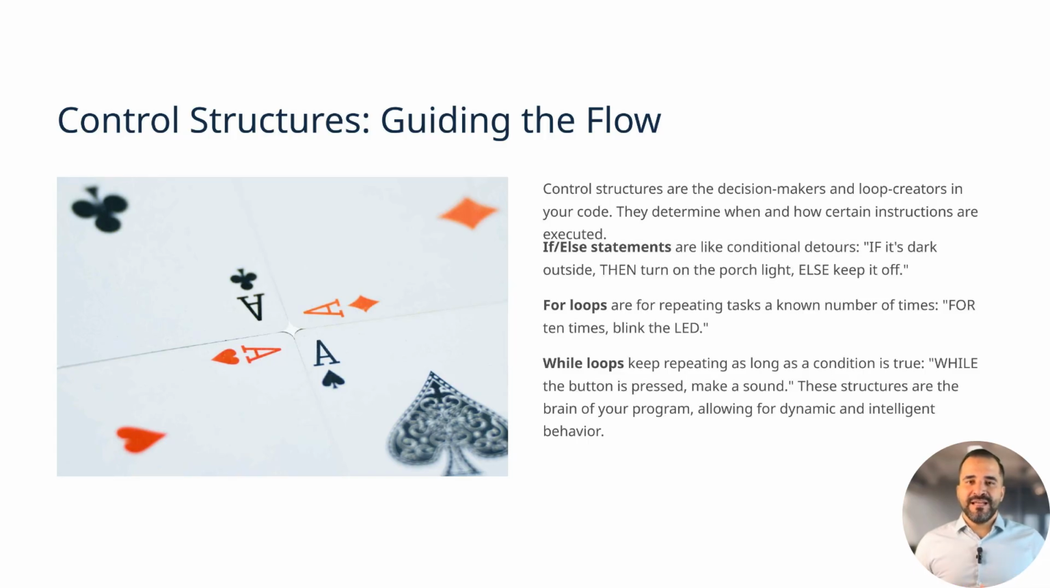perfect for blinking an LED 10 times or scanning multiple sensor values in sequence. While loops, on the other hand, keep repeating an action as long as a condition remains true. This is useful when you want your Arduino to keep checking a sensor until a certain threshold is reached or a button is pressed. These control structures give your project dynamic behavior, making decisions, adapting to changes, and repeating tasks without manually writing the same code over and over.